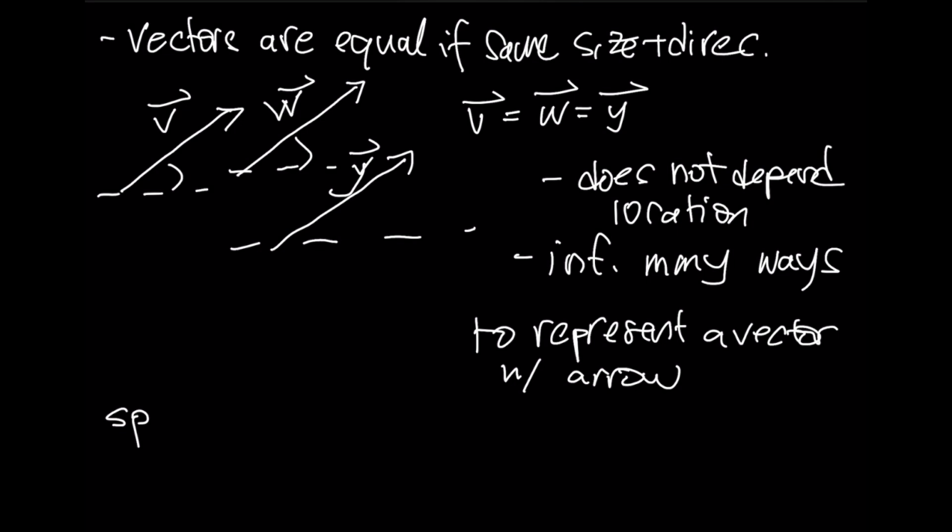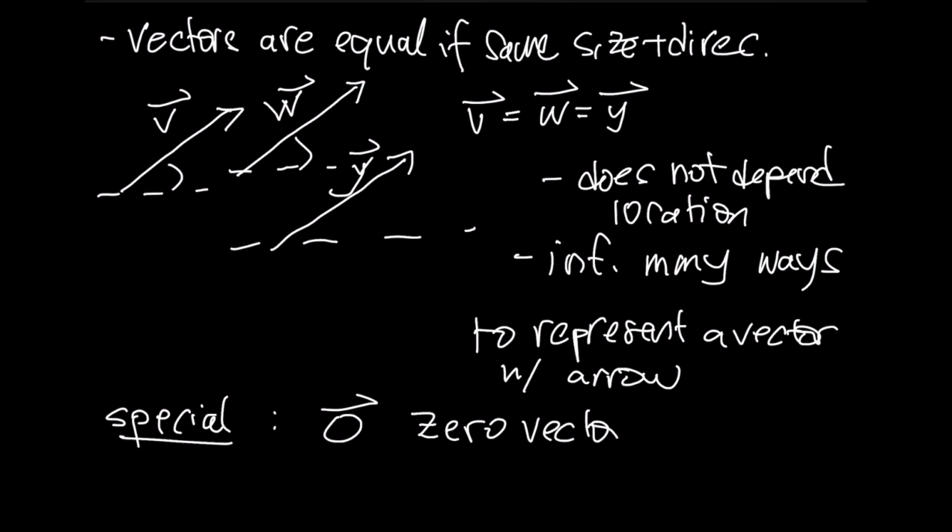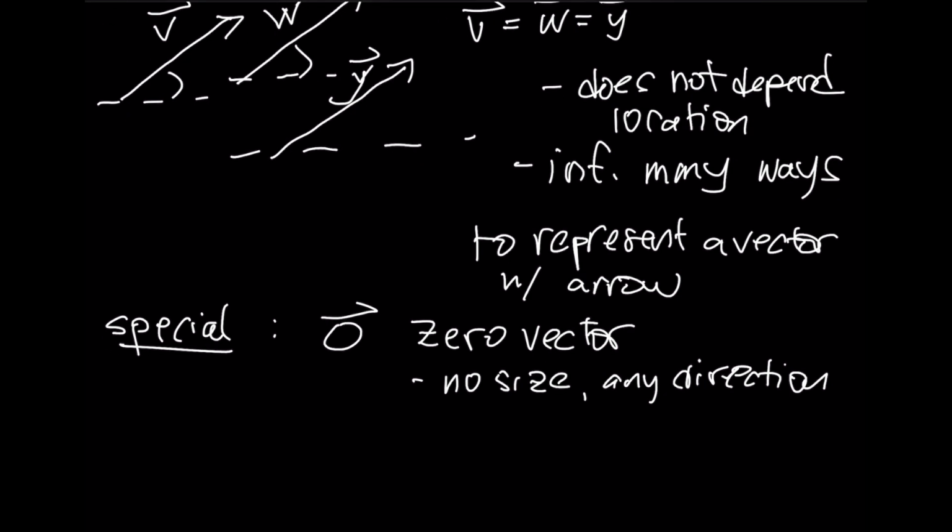Now, there is a very special vector, and this is going to be denoted by a 0 with a hat, and we're going to call this the 0 vector. Now, the 0 vector has essentially no size and any direction we want. And the direction is in some way irrelevant because of the 0 size of this vector.